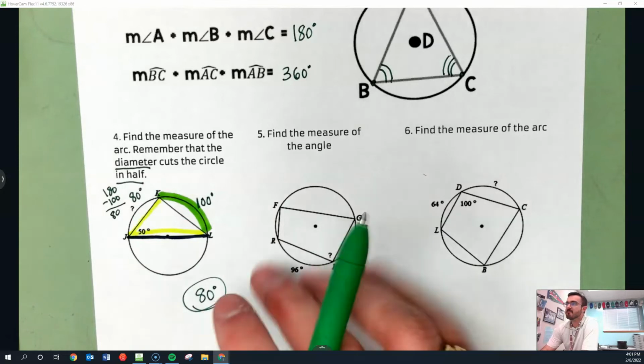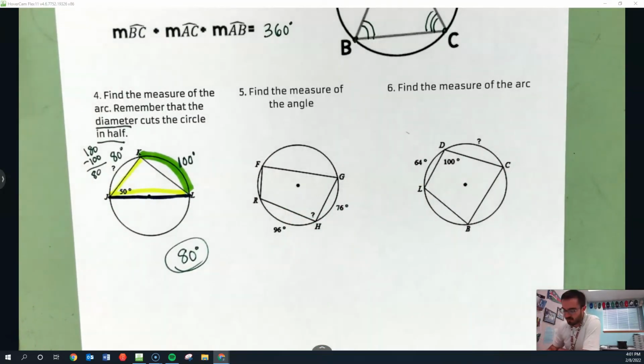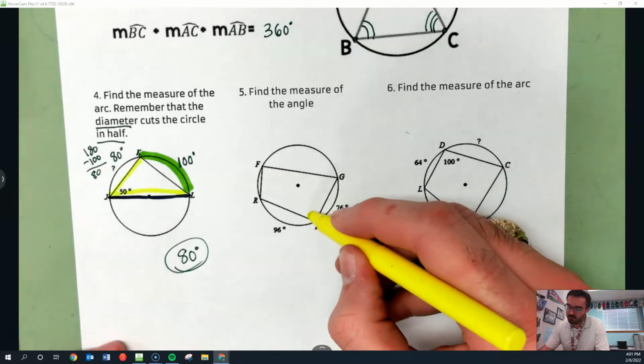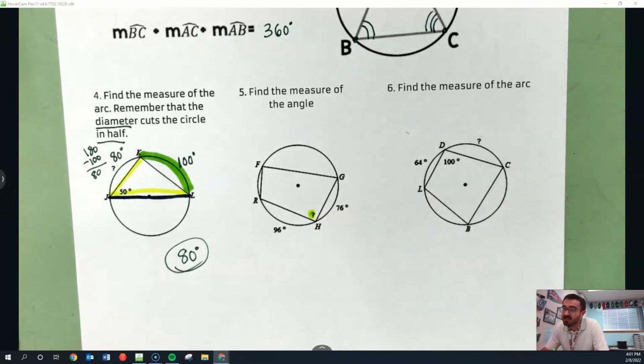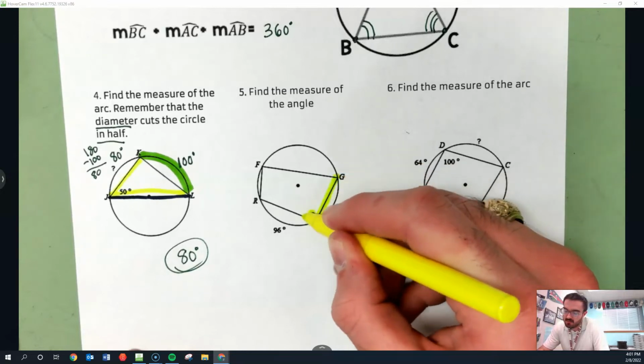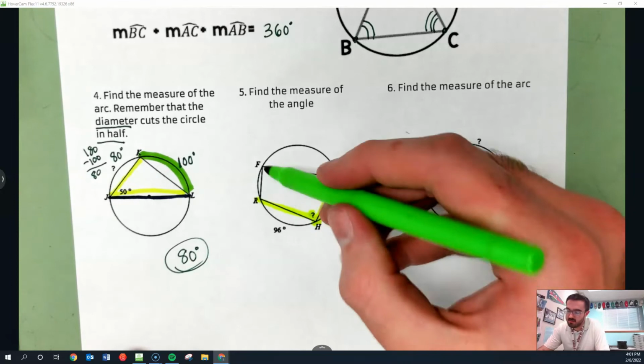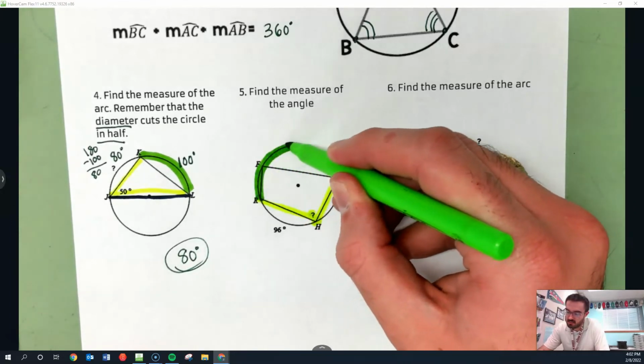Okay. All right, what about this one? Measure of the angle. So now we're looking for this angle right here. Okay. That's another inscribed angle. That might be helpful later on. So let's go ahead and highlight this is my angle. Let's talk about the entire arc here. This is the entire arc.